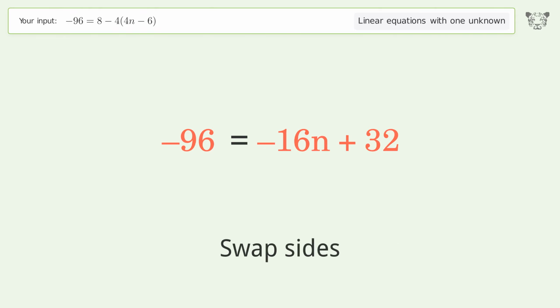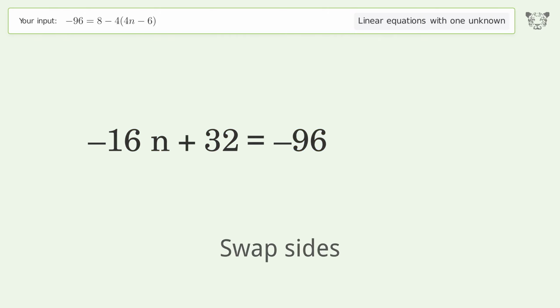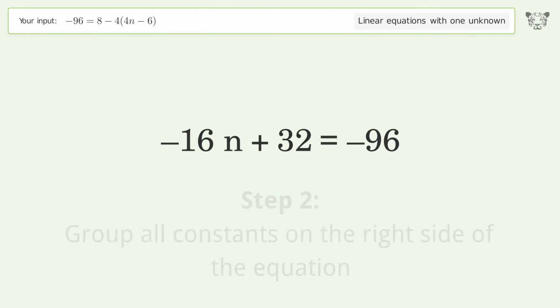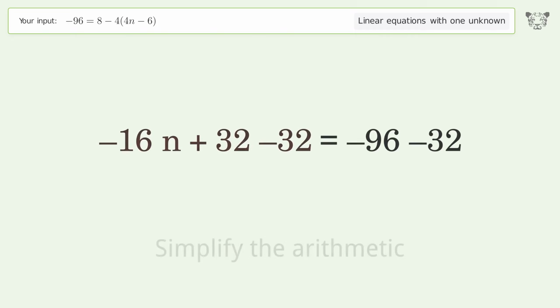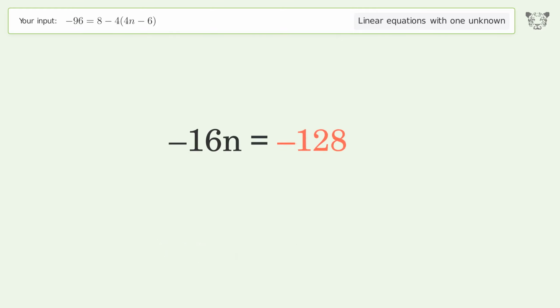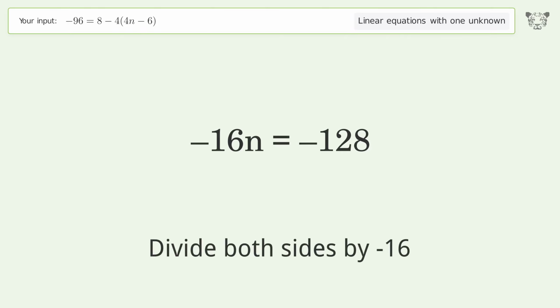Swap sides. Group all constants on the right side of the equation. Subtract 32 from both sides. Simplify the arithmetic. Isolate the n. Divide both sides by -16.